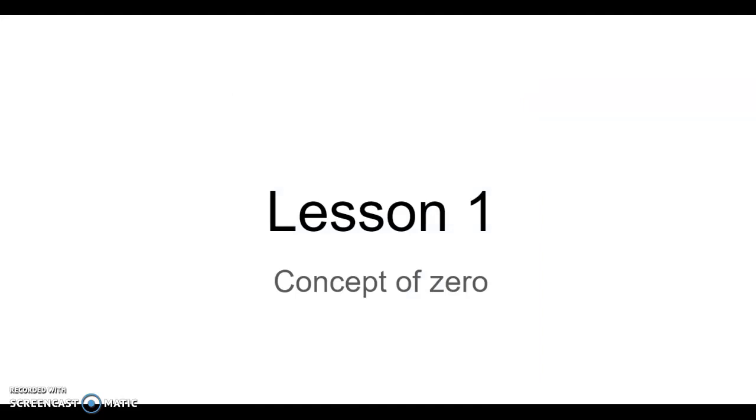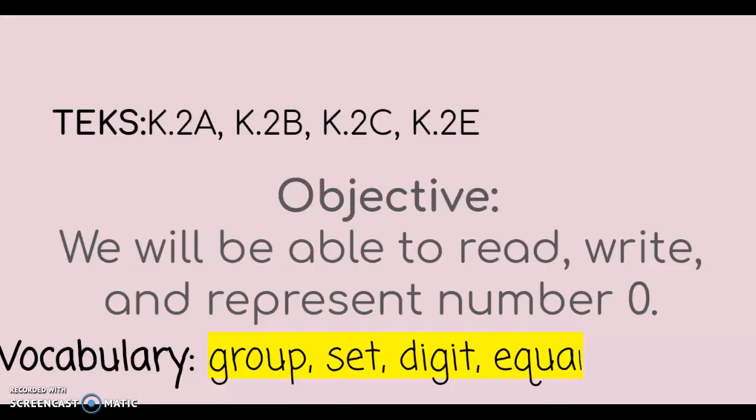So lesson 1 for today talks about the concept of 0, the number 0 and what that means. So our objective. Today we should be able to read, write, and represent the number 0. Here is the number word for the number 0. Z, E, R, O, 0.